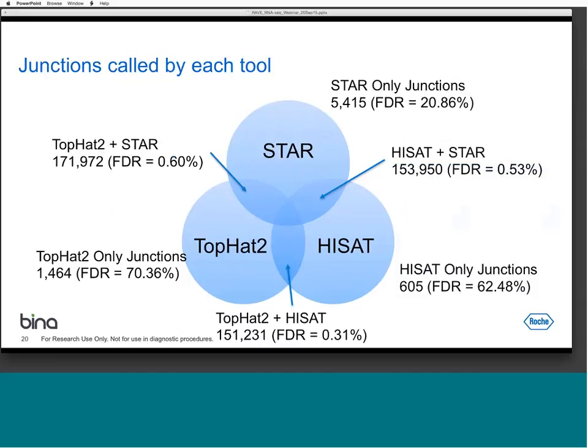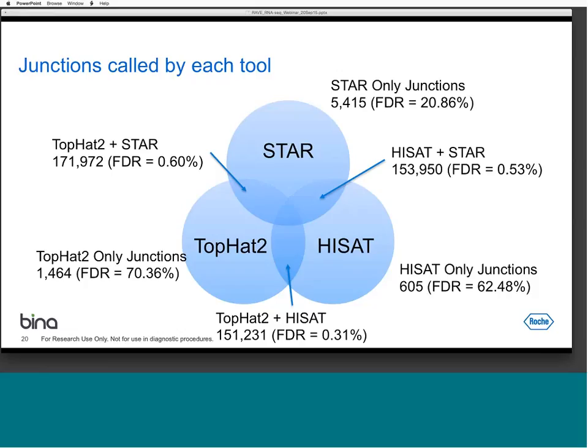So looking at the private junctions of each tool, we see even with this very clean simulated data, there are still private junctions for each tool. And these are junctions which cannot be found by the other two tools. And this, again, highlights what we've been mentioning, that you have to look at all of the aligners to be able to capture the most comprehensive view of this transcriptome as possible.